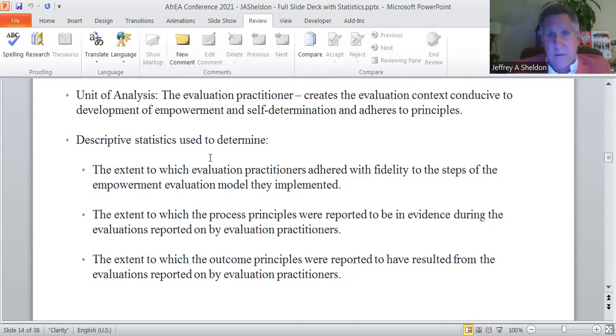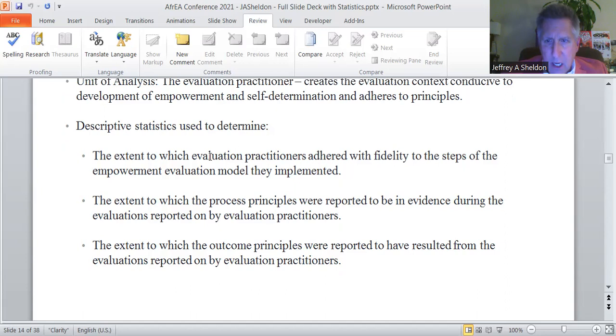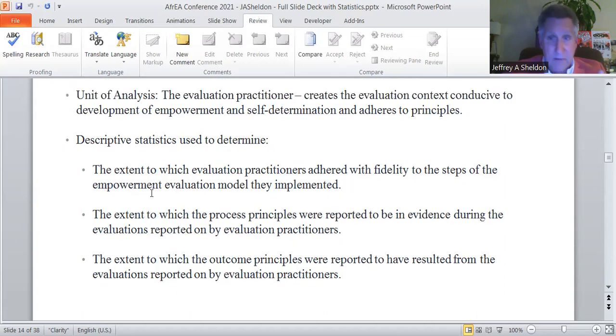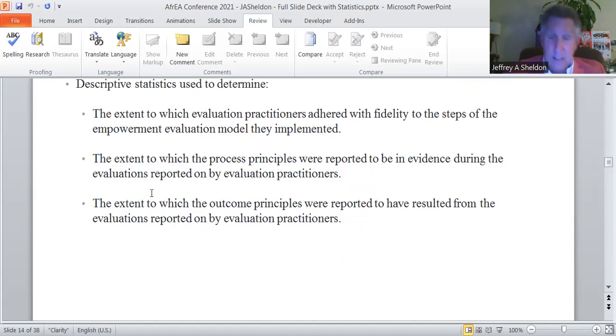And then the descriptive statistics were used to determine the extent to which evaluation practitioners adhered with fidelity to the steps of the empowerment evaluation model they implemented, the extent to which the process principles were reported to be in evidence during the evaluations reported on by the evaluation practitioners. So again, this is all kind of self-report, right? And the extent to which the outcome principles were reported to have resulted from the evaluations reported on by evaluation practitioners. So again, all self-report, and you can kind of see where there's certainly potential for bias.